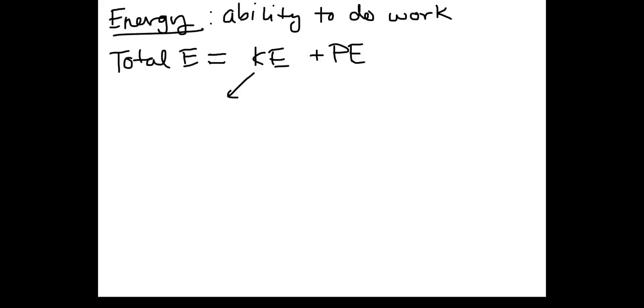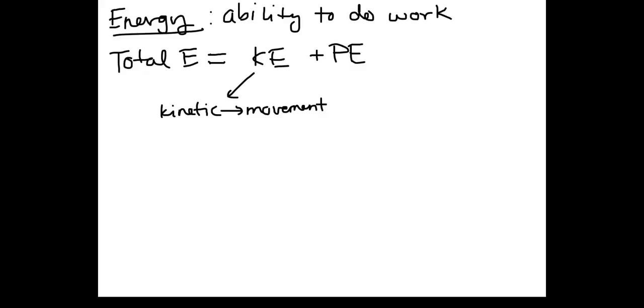What are the two types of energy? What makes up total energy? Anybody know? Physics class? Two types of energy. Potential and kinetic. KE and PE. So what is kinetic energy associated with? Motion, movement. And I heard back there, that's actually potential. What did you say? Position.